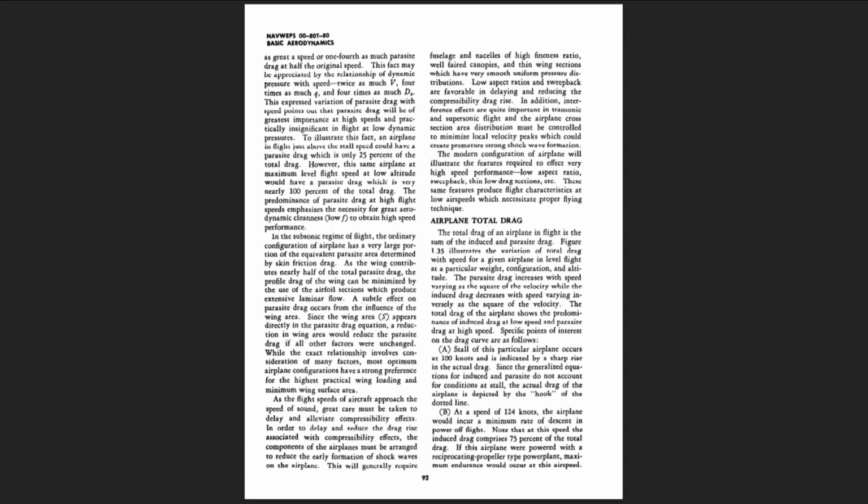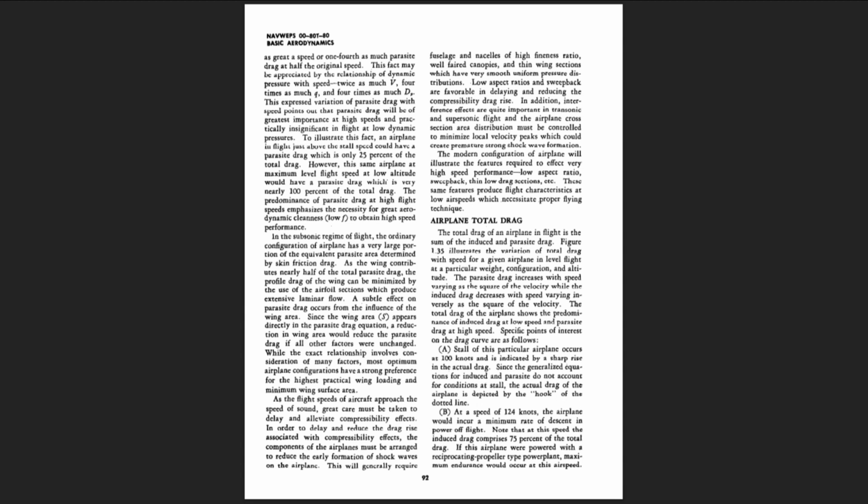This expressed variation of parasite drag with speed points out that parasite drag will be of greatest importance at high speeds and practically insignificant in flight at low dynamic pressures. To illustrate this fact, an airplane in flight just above the stall speed could have a parasite drag which is only 25% of the total drag. However, this same airplane at maximum level flight speed at low altitude would have a parasite drag which is very nearly 100% of the total drag. The predominance of parasite drag at high flight speeds emphasizes the necessity for great aerodynamic cleanness, low lowercase f, to obtain high-speed performance.